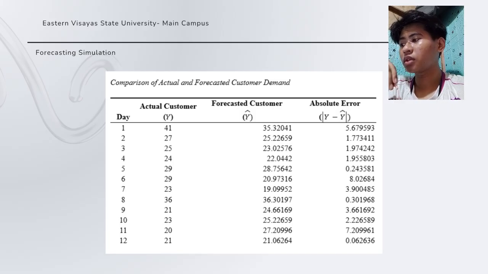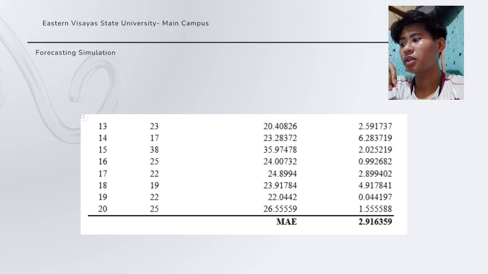So using these errors, the mean absolute error, or the MAE, was computed. We get the MAE of approximately 2.92 customers. So this means that the regression model deviates from the actual customer count by only 3 customers on average. Considering that the observed customer demand ranges from 17 to 41 customers, this level of error is relatively low and acceptable for a localized retail forecasting model.